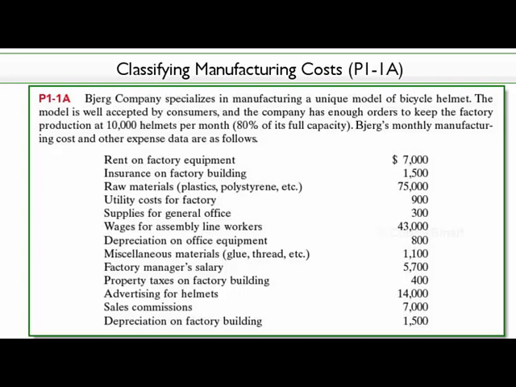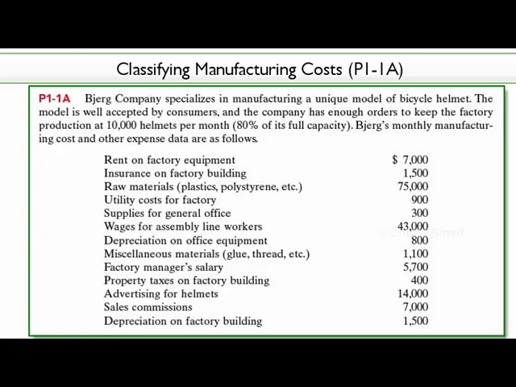The company's monthly manufacturing cost and other expenses appear in the top part of this slide, and you see there's lots of information, such as information on rent on factory equipment, insurance, raw materials, and other information as well.